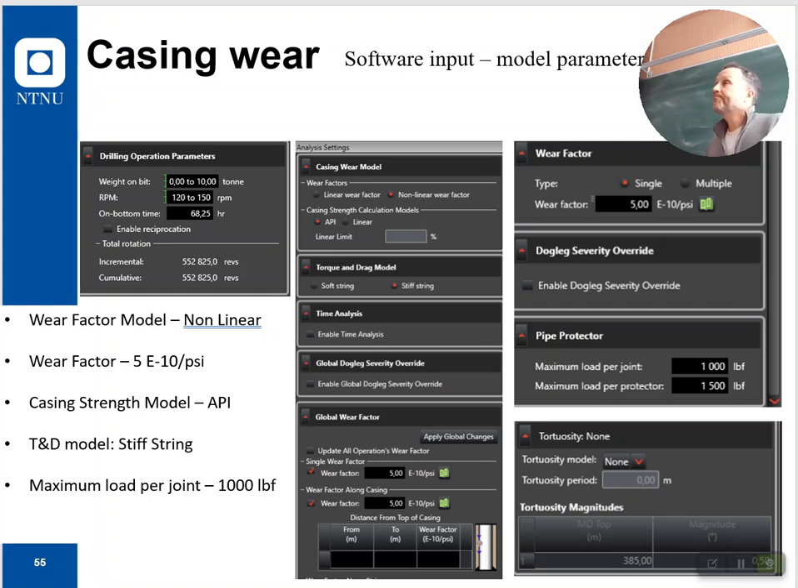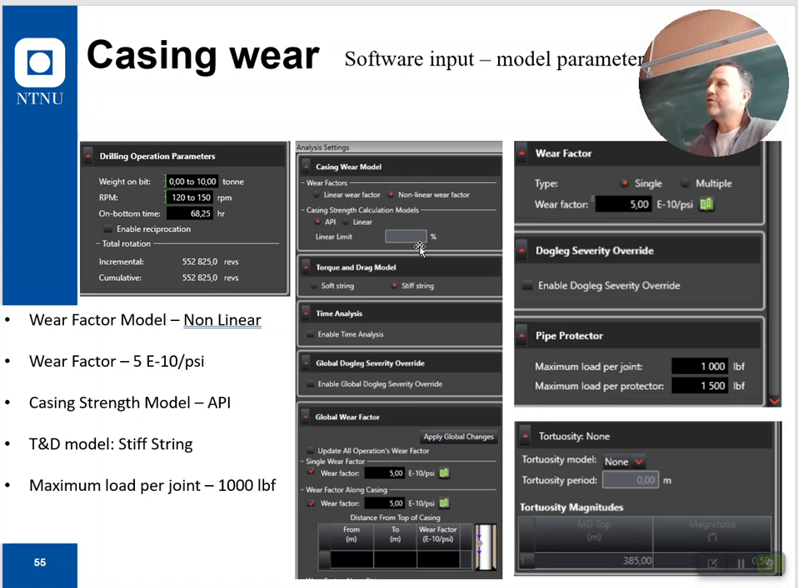Will the mud type affect the wear in a way? Disappointingly little. That's the answer. Yeah, it does, but not a whole lot. Operational parameters you go into detail with, and then you can do some fine tuning with the wear model and the wear factor. 5 is a good one to start with, unless 13% chrome, of course.